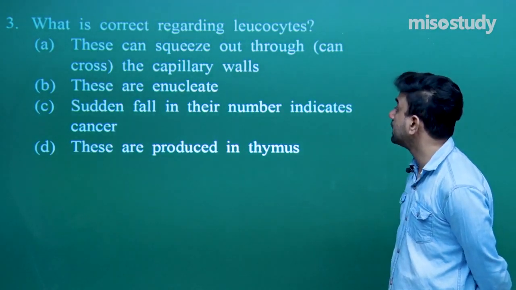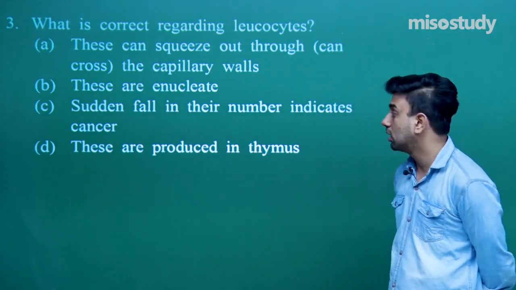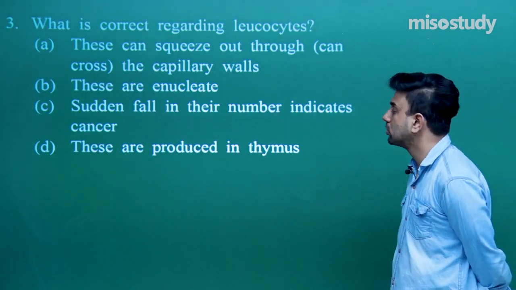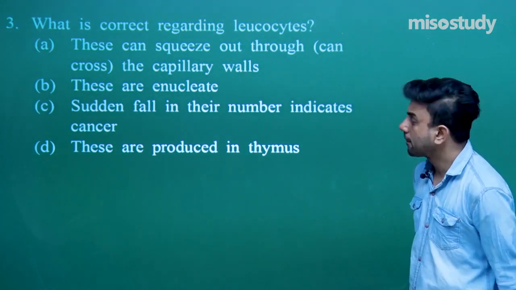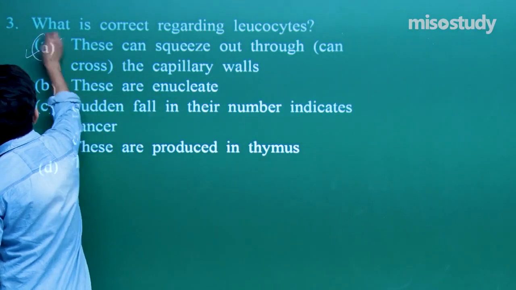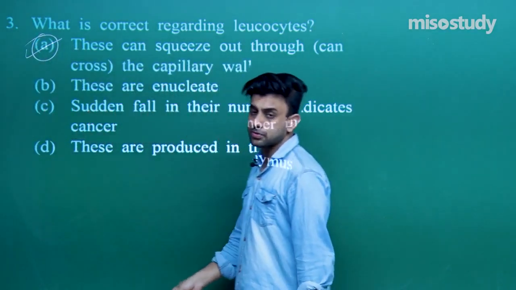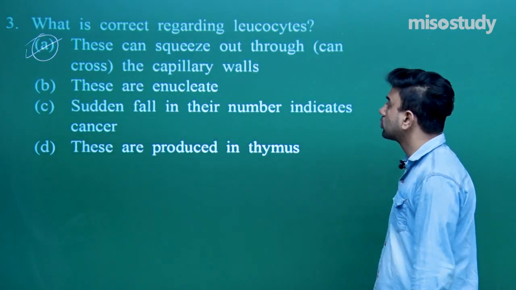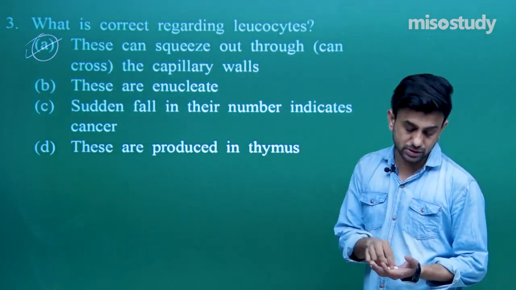Sudden fall in the number indicates cancer. Not at all. These are produced in the thymus. Absolutely wrong. In fact, the correct option over here is these can squeeze out through the capillary walls, right.